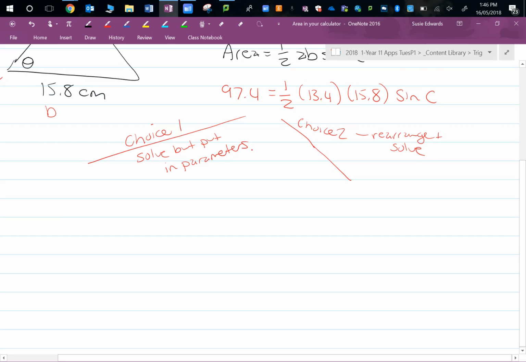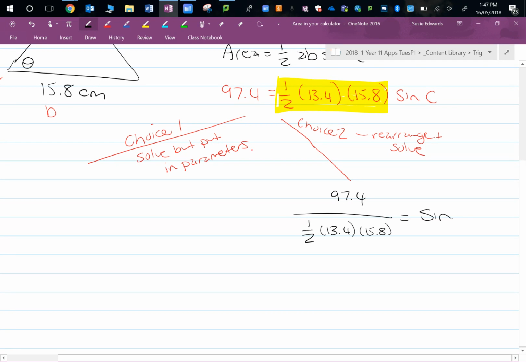Okay, so in terms of rearranging and solving, this is the same procedure each time. So we start with 97.4 equals a half of 13.4 times 15.8 sine C. Everyone good to there? So we need to move all of this to the other side, right? So what are we going to do with it to move it to the other side? We're going to divide it. So we can end up with 97.4 over. Now, officially, you're not meant to write a fraction on the bottom of a fraction, but you can.